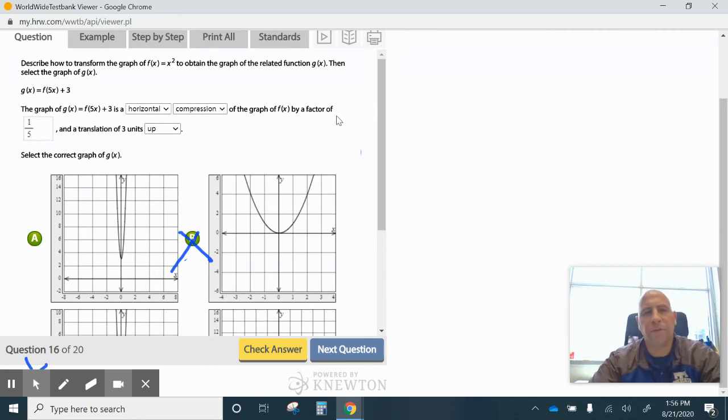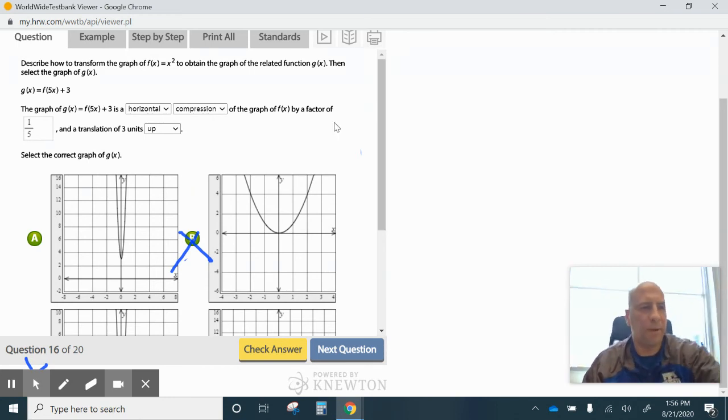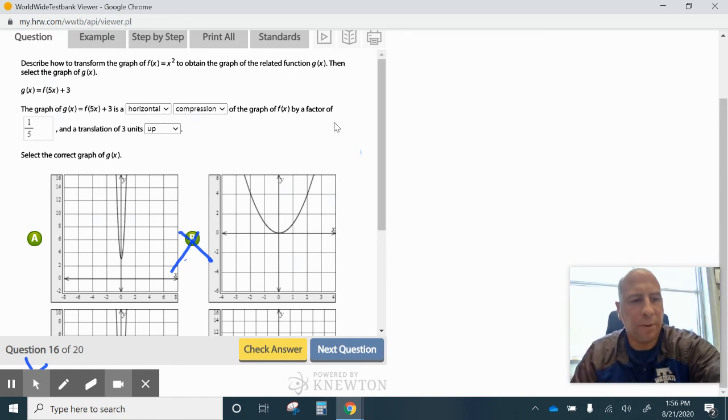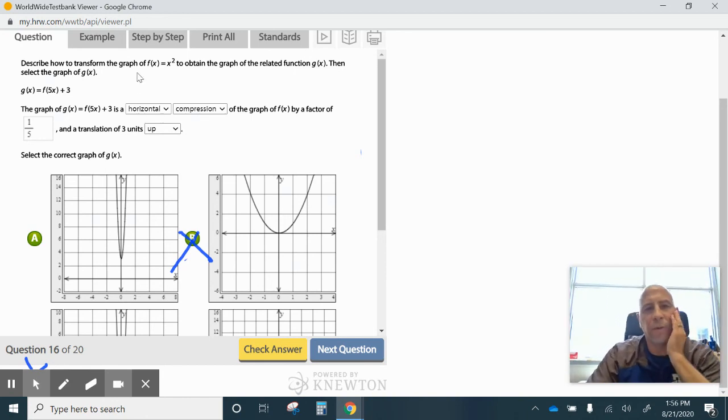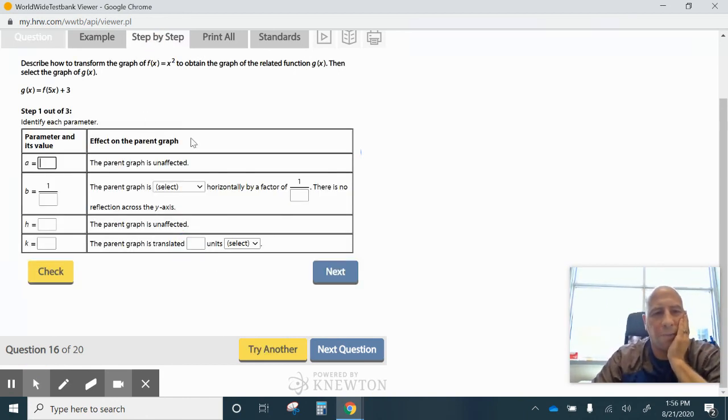All right. Now, if this ever happens to you, what I recommend is, when you get stuck on something, go to the step-by-step feature. That's going to help you out. Okay. Now, describe how the transformation of the graph of f of x squared obtain the graph of the related function g of x. Then select.